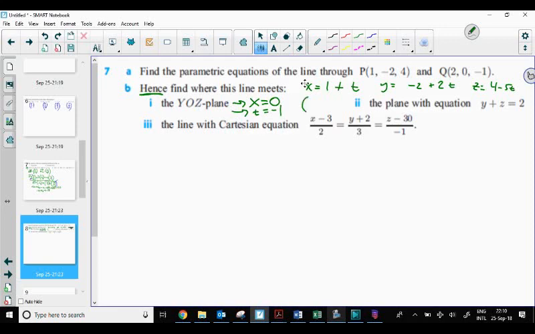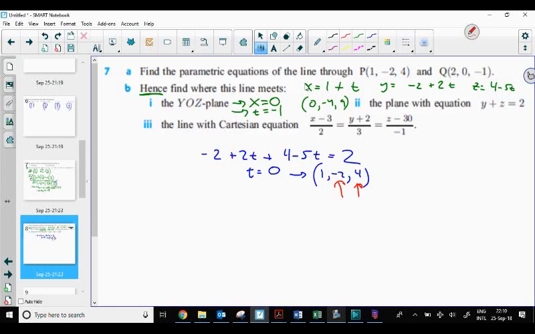The coordinates here are going to be 0, negative 4, 9. If I want to find where it meets the plane with the equation y plus z equals 2, that means that y plus z equals 2. We solve this for t. Turns out t is equal to 0. Substitute that back in. That gives me 1, negative 2, 4. Notice that the y value plus the z value is equal to 2, so that checks out.